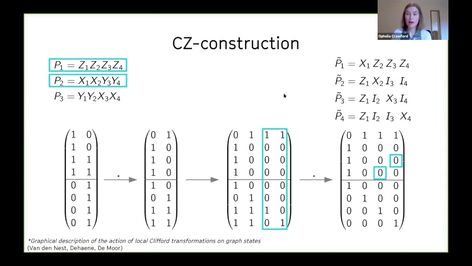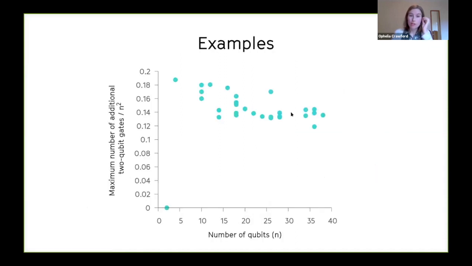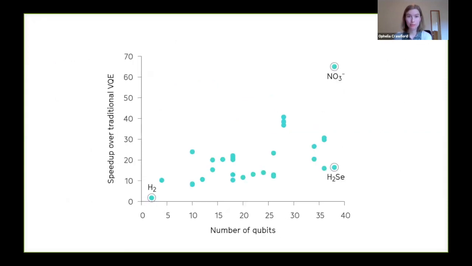So I've said we want to minimize the 2-qubit gates. And this graph here is just showing the maximum number of 2-qubit gates for our explicit examples divided by the number of qubits squared. So what we can see is that it's at a maximum about a 6th times the number of qubits squared, number of additional 2-qubit gates, which is probably going to be far less than the number required to prepare the state.